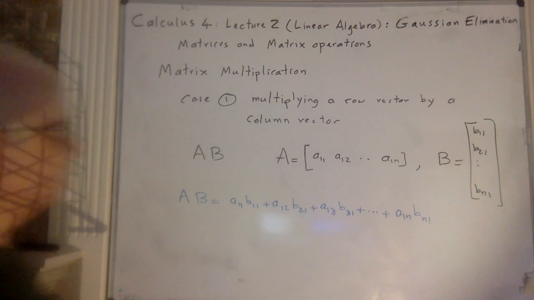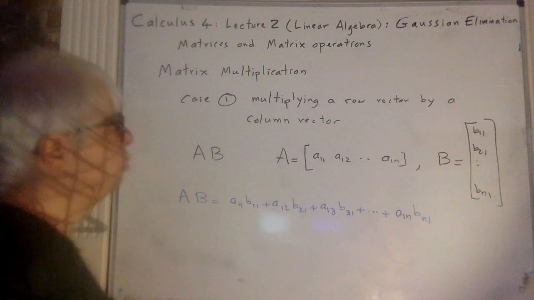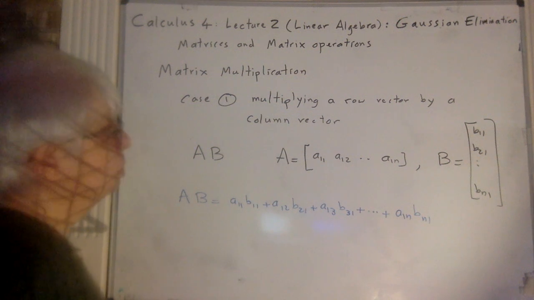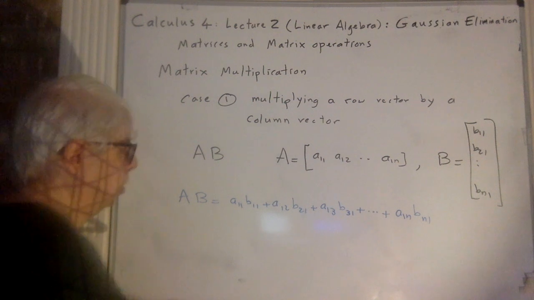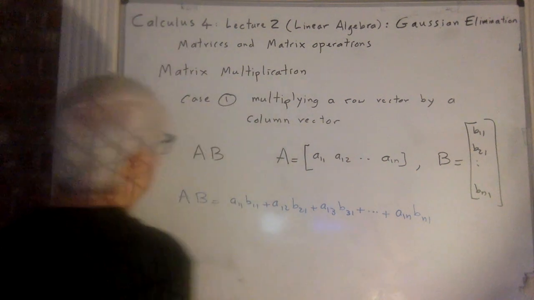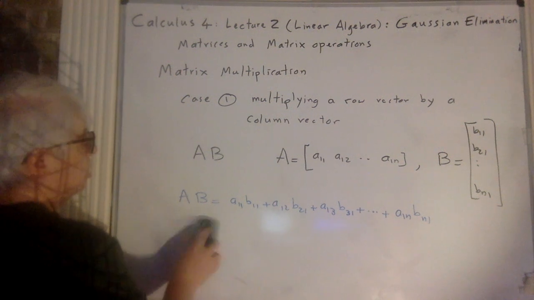We will see that this is also called the dot product of two vectors. In fact, these two, as I said, are vectors in different forms, and that's also called the dot product of two vectors. Now, let me define multiplication of two matrices using this.